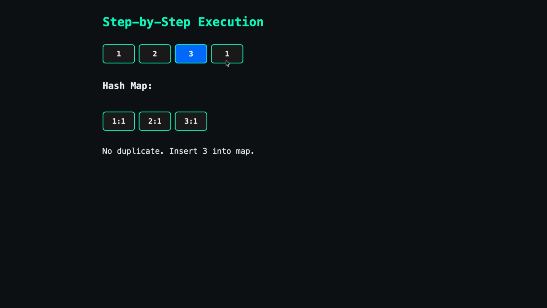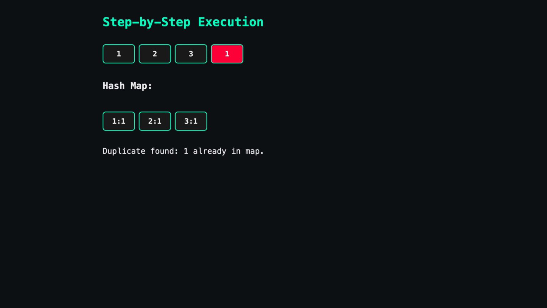Finally, we arrive at the last element, which is 1 again. This time when we check, 1 is already present in the map. That means we have found a duplicate and we can immediately stop and return true. So this is the simple solution to this particular problem.